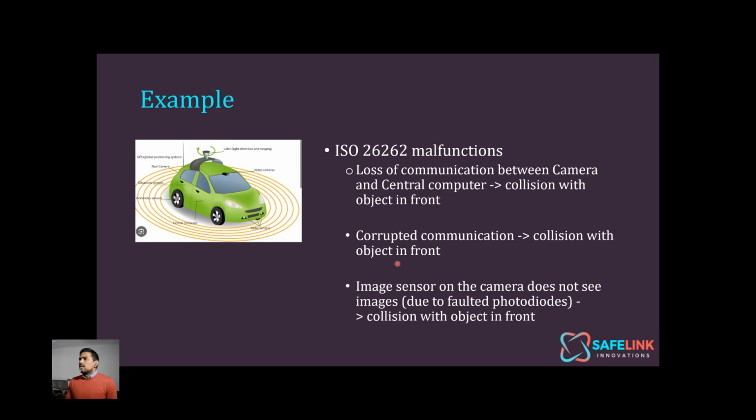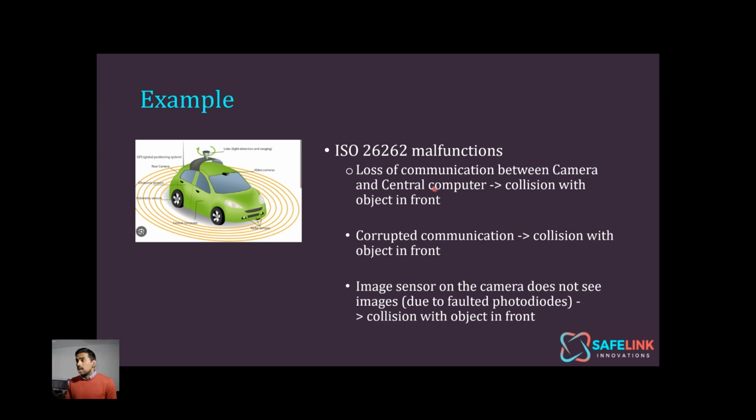Now, let's look at some ISO 26262 based malfunctions. Let's start with just one component here, just the video camera. The video camera is looking at the environment in front of the car, sending all this information to a computer to process it, and then the computer decides to accelerate, decelerate, or steer. If there's a loss of communication between the camera and the central computer, now suddenly the computer cannot see what's in front of the car. It's going to lead to a collision with an object in front.